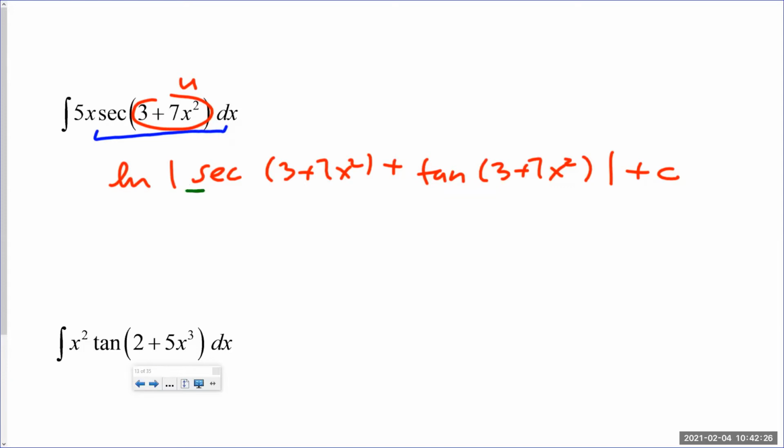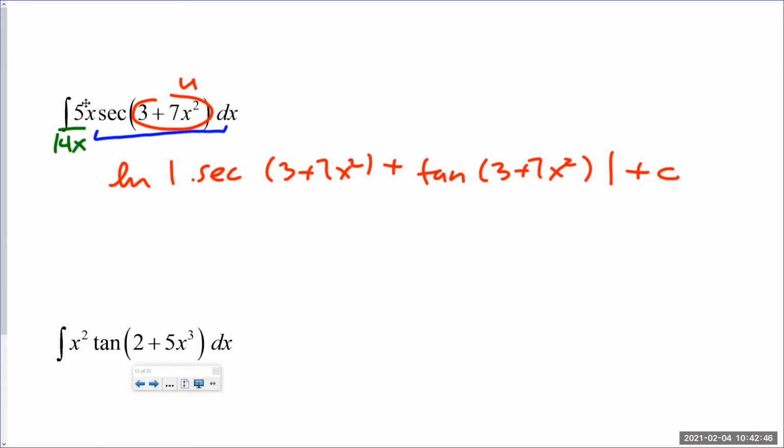No, guys, because of this s, do you see how this s doesn't start with the c? The answer doesn't start with the c. Don't worry about the log. This doesn't start with the c, so you don't change the sign. Then what you do is you take the derivative of your u. What's the derivative of 3 plus 7x squared? 14x.